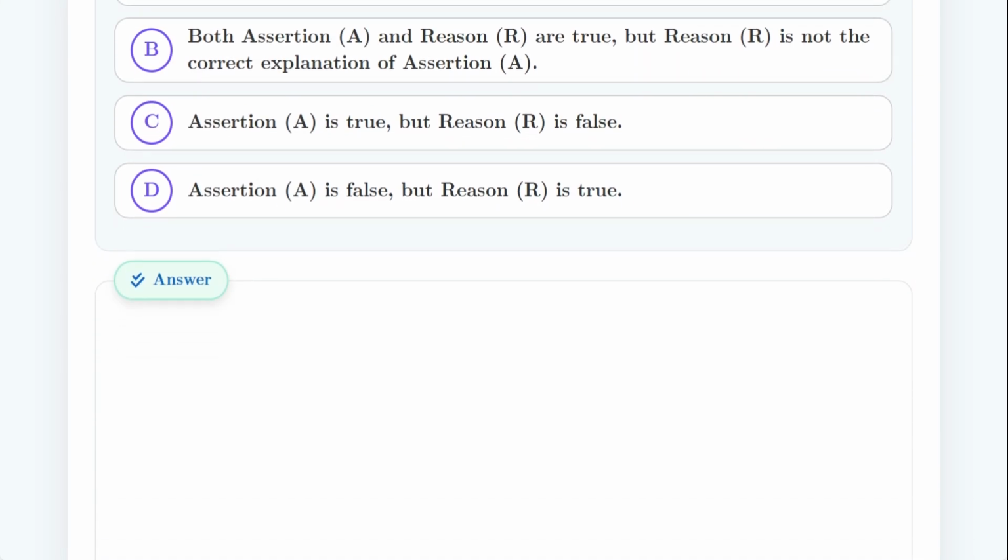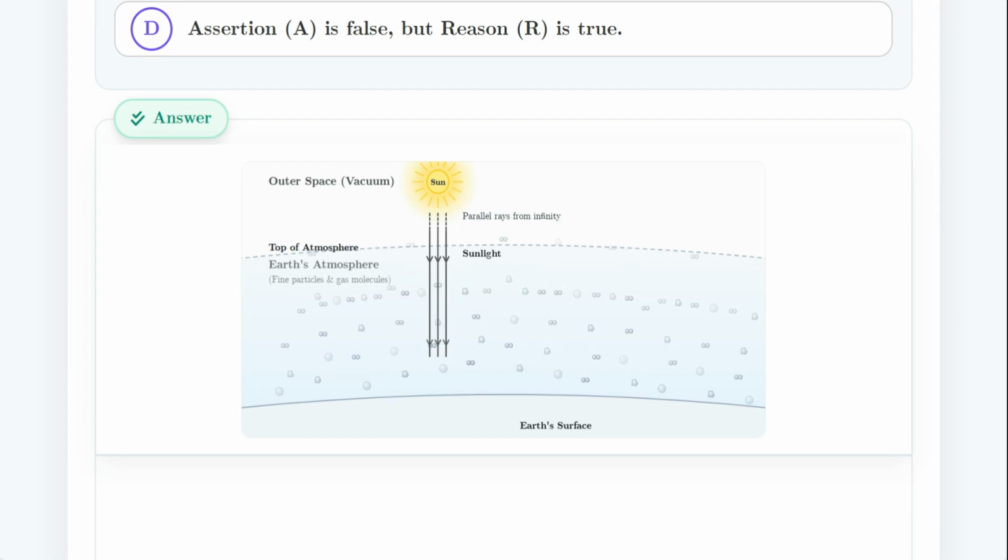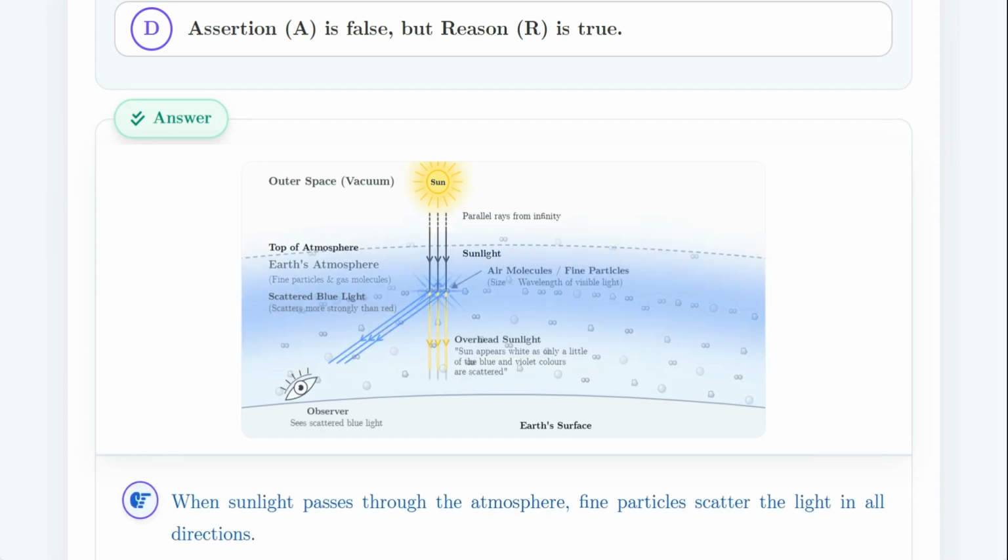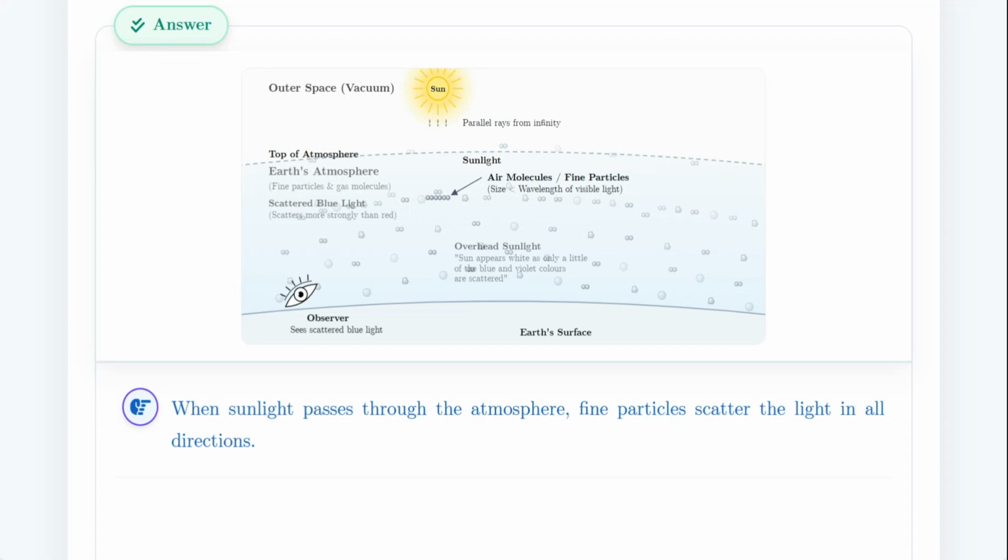Let's analyze this concept step by step. Look at the diagram of sunlight entering the atmosphere. Fine particles in the atmosphere scatter the incoming light.